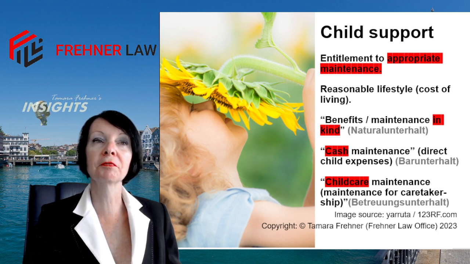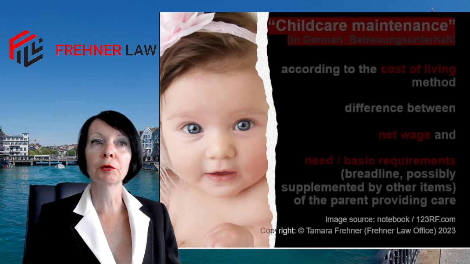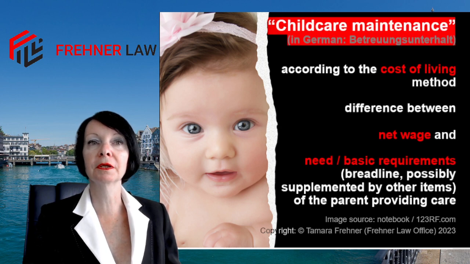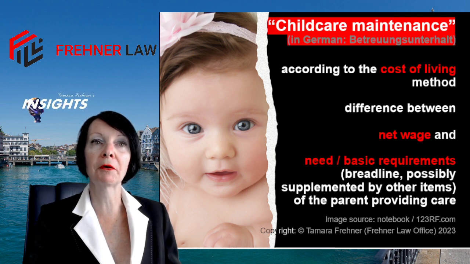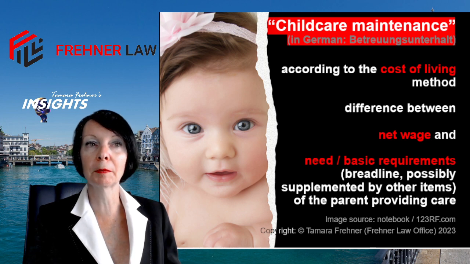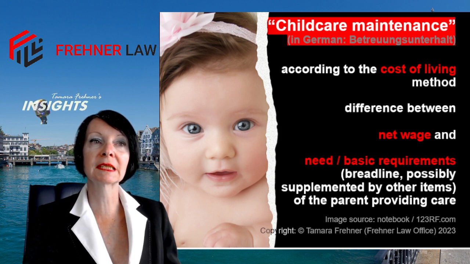The cost of living method applies. The use of quotas is no longer permissible. For child care maintenance, Betreuungsunterhalt in German, the difference between the net earnings and the subsistence minimum needs of the parent providing care is decisive. Assume being on the breadline. The need is determined based on the guidelines for calculating the subsistence minimum on the debt collection law. In case of favorable financial circumstances, the subsistence minimum on the family law is extended, and the need is supplemented by adding various items.